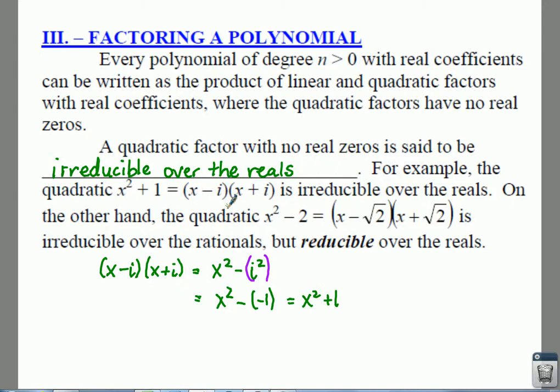On the other hand, you may have something that is irreducible over the rationals. Irrational numbers would be just radicals. So these are irrational, it means it's irreducible. You don't get any real nice pretty integers here. So if we have x squared minus 2, you guys have already learned that that's an x minus radical 2 times x plus radical 2.